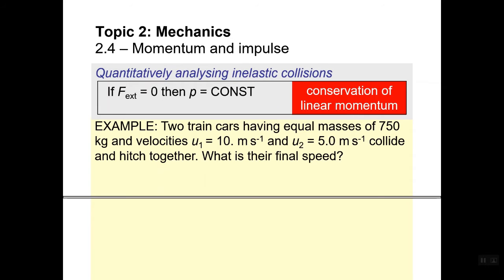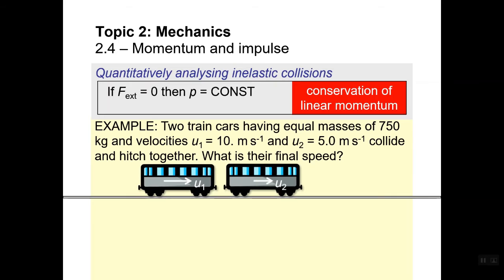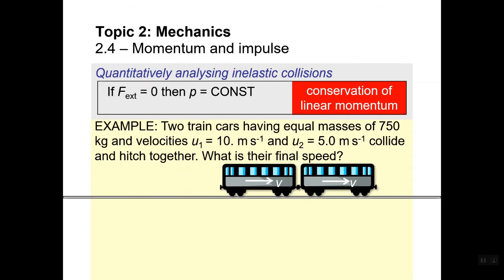Two train cars having equal masses 750 kilogram and velocities u1 equals 10 meter per second and u2 equals 5 meter per second collide and hitch together. What is their final speed? So we have a simple animation here. u2 and u1. u1 is traveling faster and they hitch and travel together.